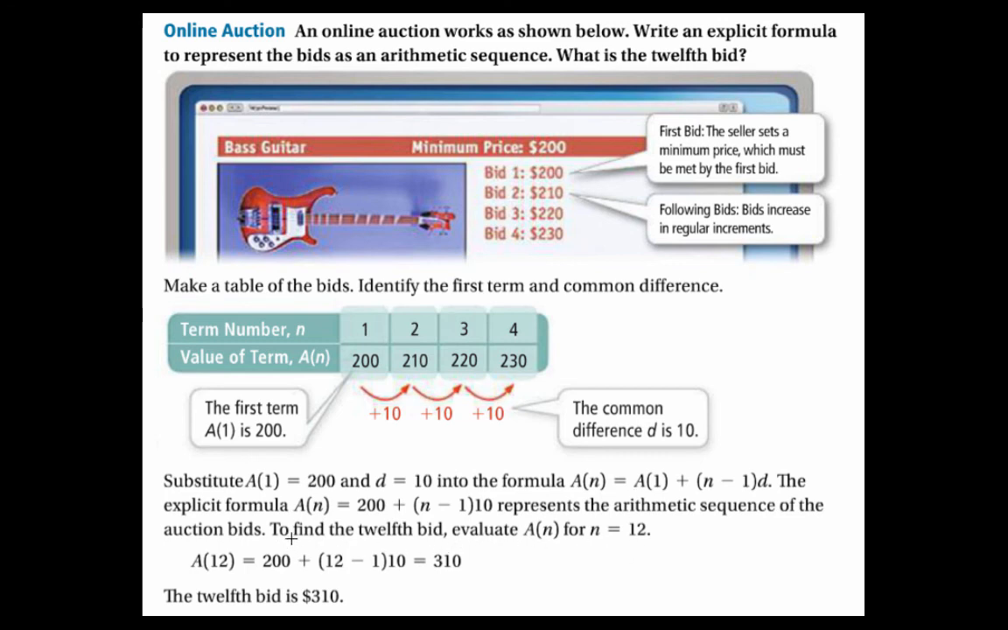So to find the 12th bid, we just need to evaluate a of n for n equals 12. So evaluate the function a at 12. We're going to take 200 plus the quantity 12 minus 1, which is 11, times 10. 11 times 10 is 110. So 200 plus 110 is 310. So the 12th bid is 310. Okay, and again, this right here is a formula that allows us to determine any term in the sequence. If we know the first term and we know the common difference, then we can find any term we want.